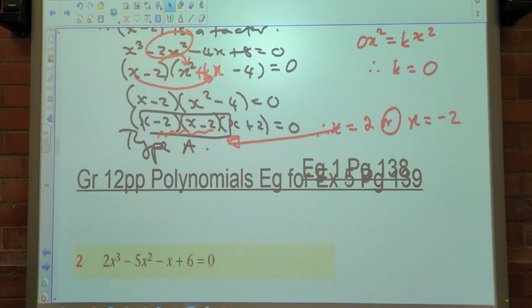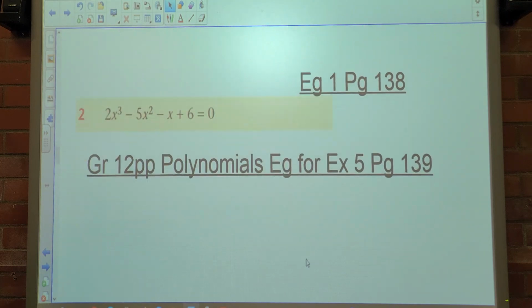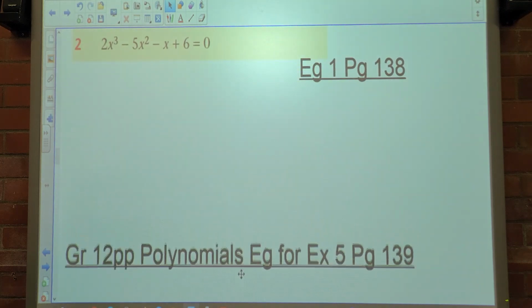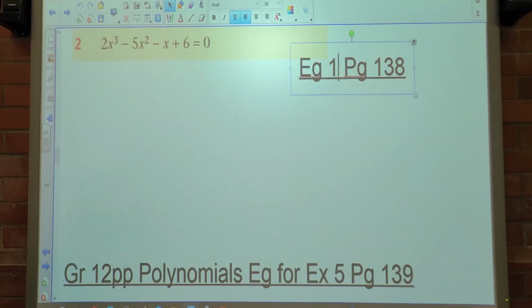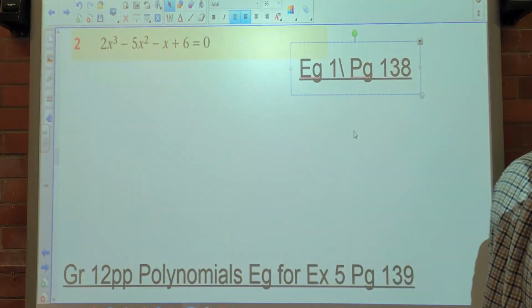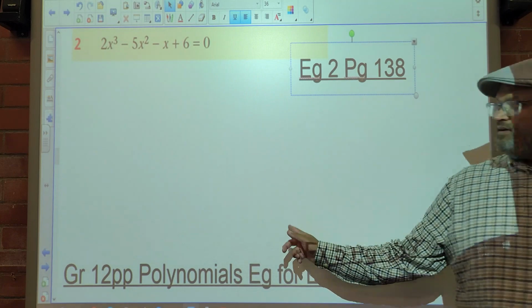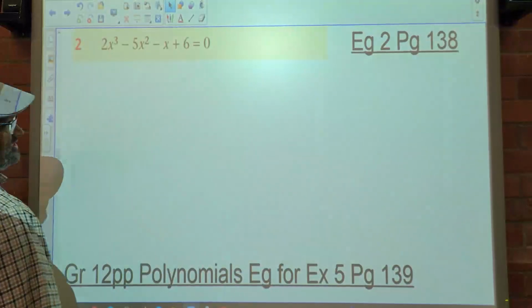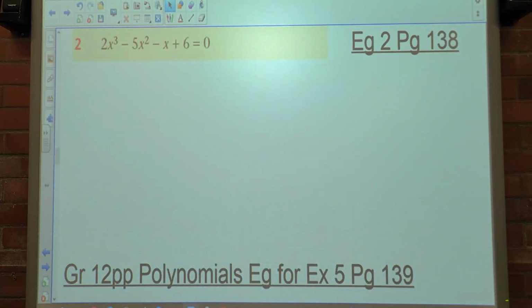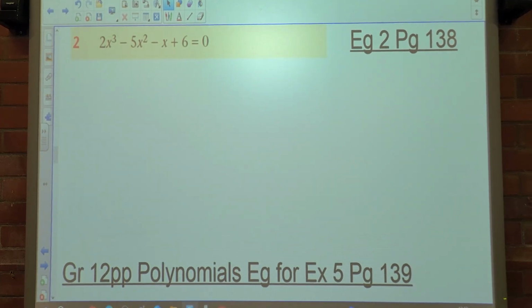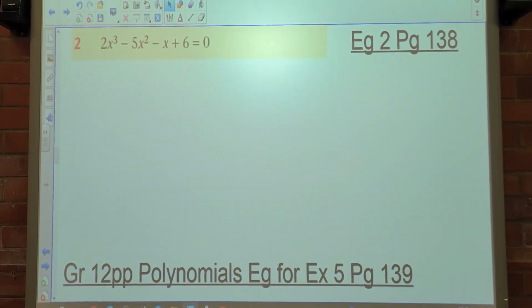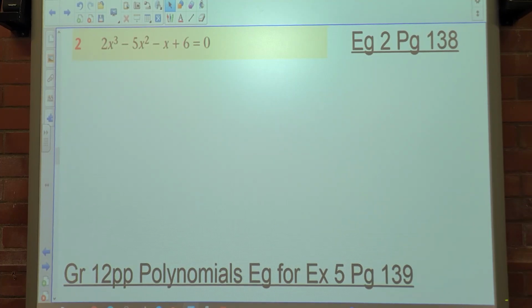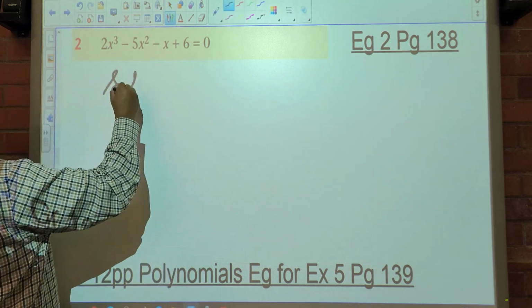Let's go with example 2. Example 2 is on the same page. So here we are given 2x cubed minus 5x squared minus x plus 6. Where do I start? You find the linear factor. How do you find the linear factor? You start with substituting 1. Not so? And if 1 doesn't work?